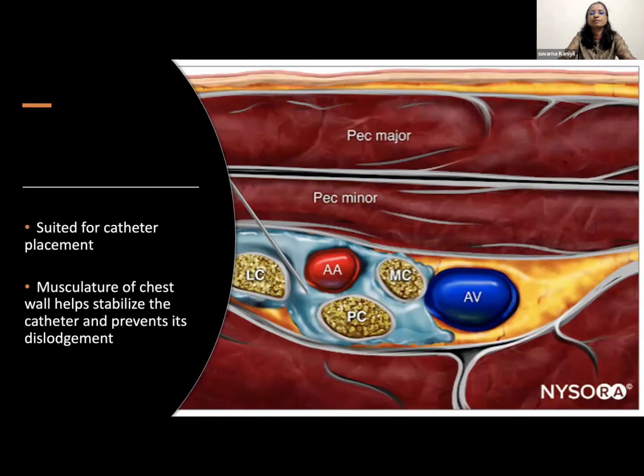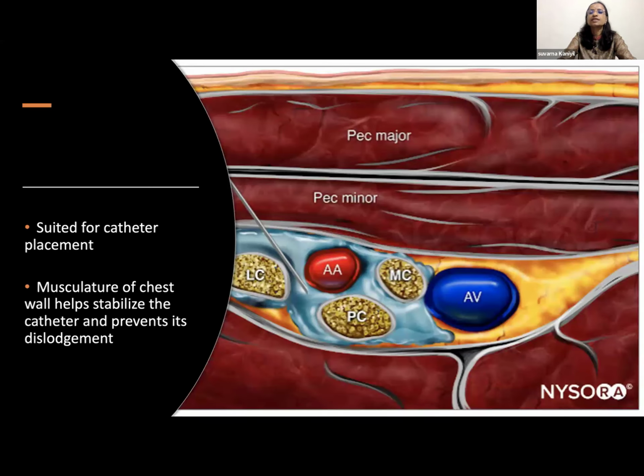The main importance of the infraclavicular block is that it is ideal for catheter placement, because the musculature of the chest wall, the pectoralis major and minor, will help to stabilize the catheter and prevent dislodgement, unlike the other superficial blocks like the supraclavicular and interscalene. So for catheter placement, this is more ideal because retaining the catheter is easier because of the musculature, the pectoralis major and minor, that will prevent the dislodgement of the continuous catheter technique.